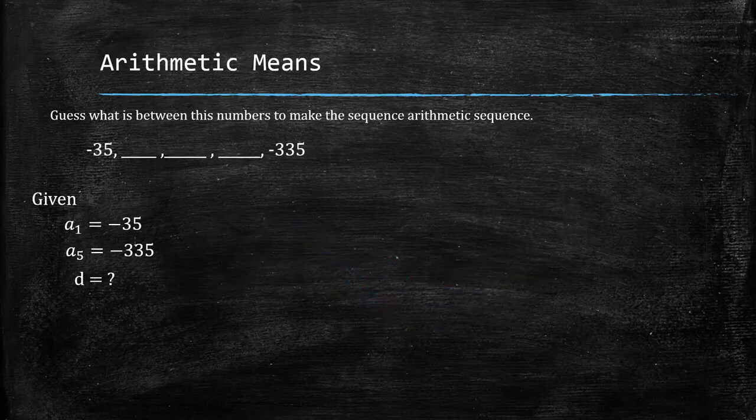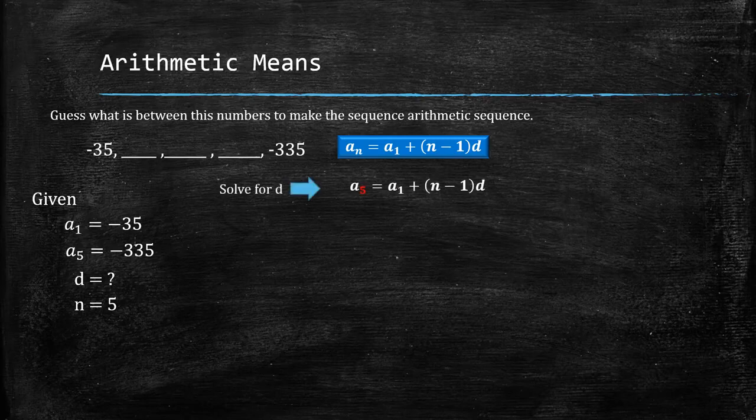So isolve nato na. Okay? So isolve nato na and we have n is equal to 5. Use this formula, memorize this one. A sub n is equal to a sub 1 plus n minus 1 close parenthesis times d. So solve for d, gamiton nato ang atong a sub 5 as last term sa atong pag-solve. Okay? Para ma-solve nato si d.